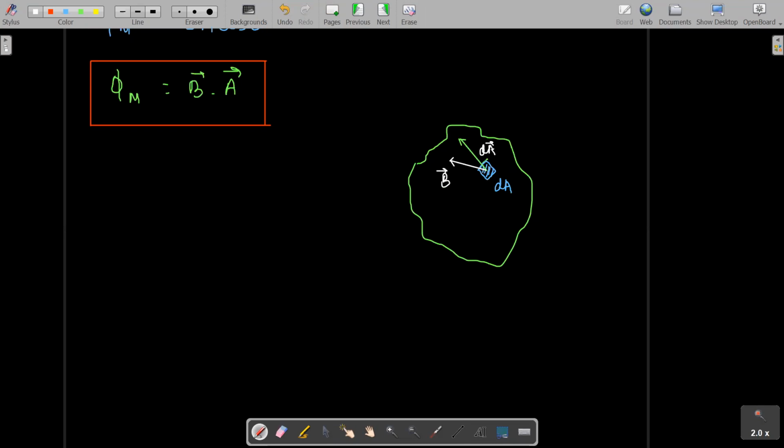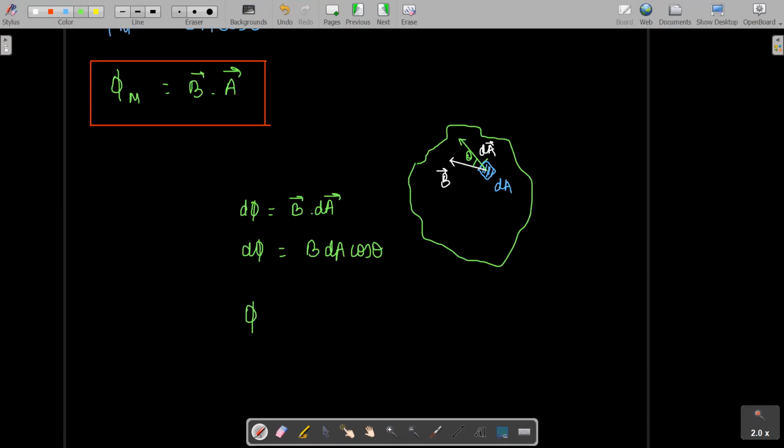So the small flux passing through this area, d phi, will be equal to how much? It will be B dot dA. And if this angle is theta, then d phi is equal to B dA cos theta, right?